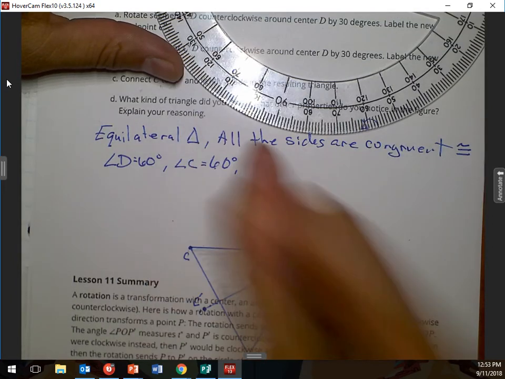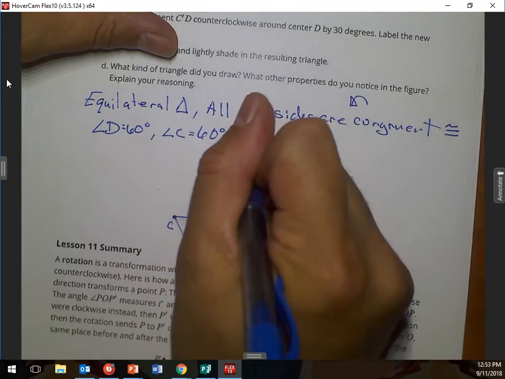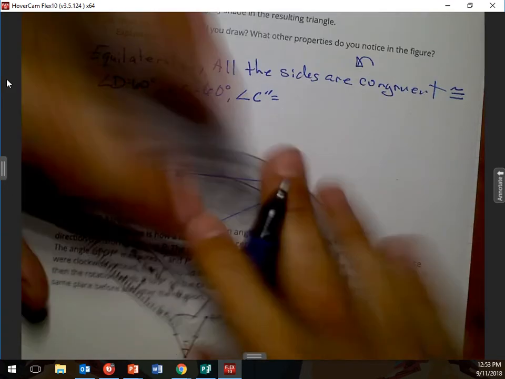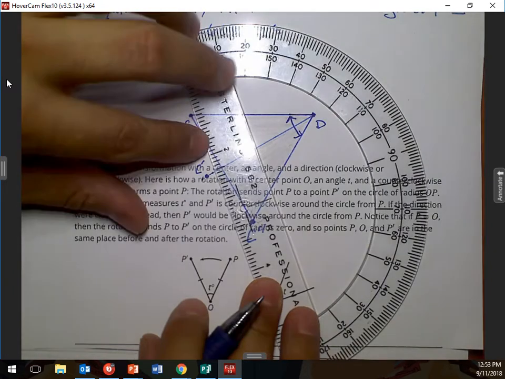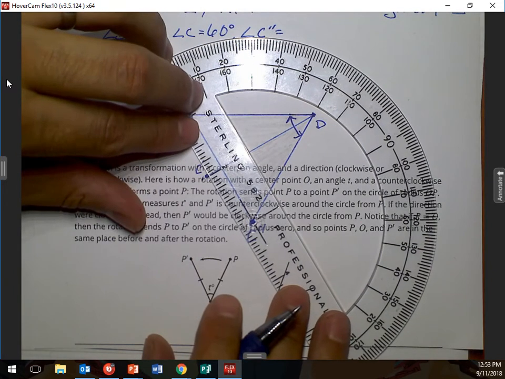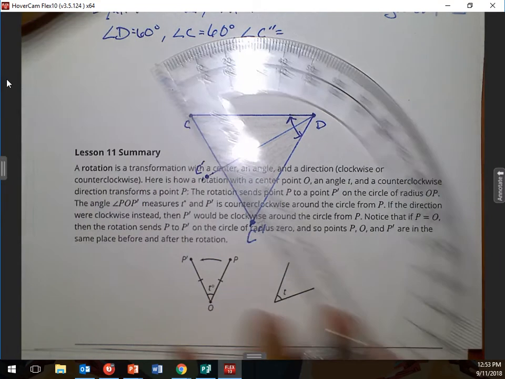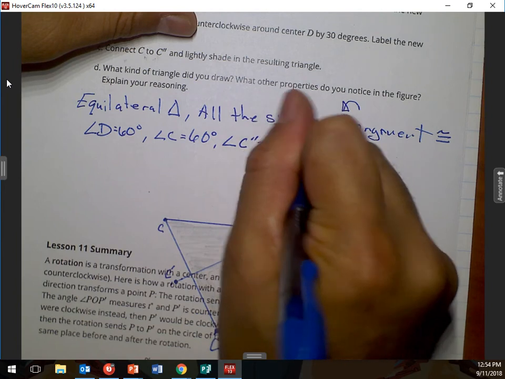So they're all 60. And what about angle C double prime? It's 60, because they're all congruent. So angle C double prime is 60 degrees.